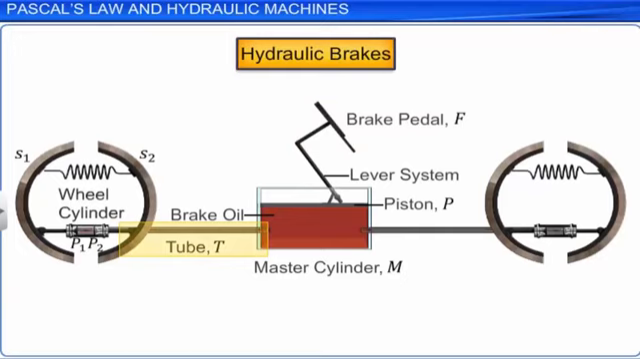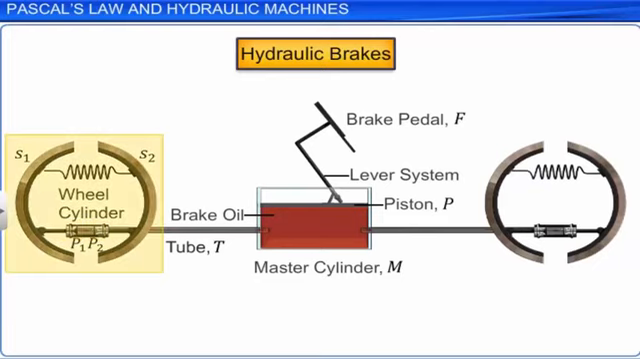consisting of two pistons P1 and P2, which are connected to brake shoes S1 and S2. The same system is connected to the other wheels of a vehicle.